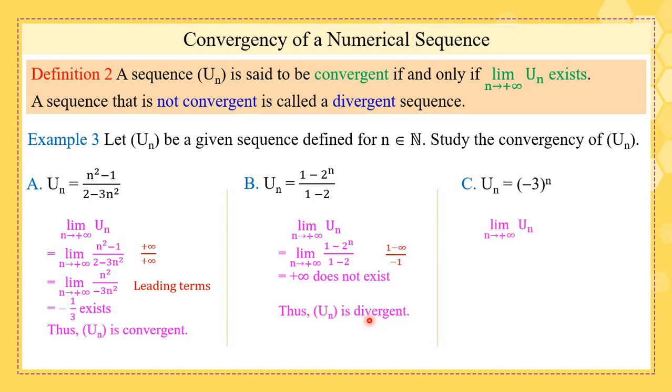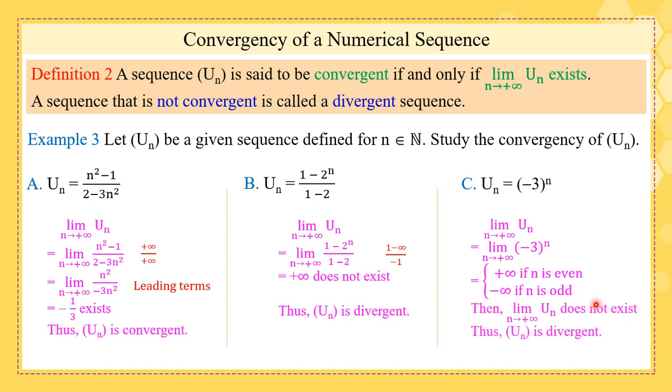Well, this one, we also find the limit. Here, remember, negative 3, we have to divide the question into two parts. If n is even, we're going to get positive infinity. If n is odd, we get negative infinity. So the limit does not exist, and the sequence is divergent.